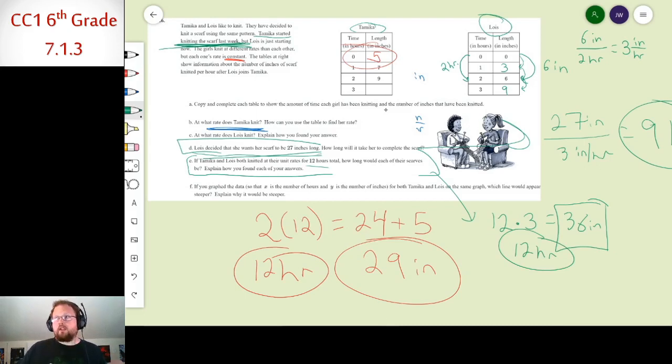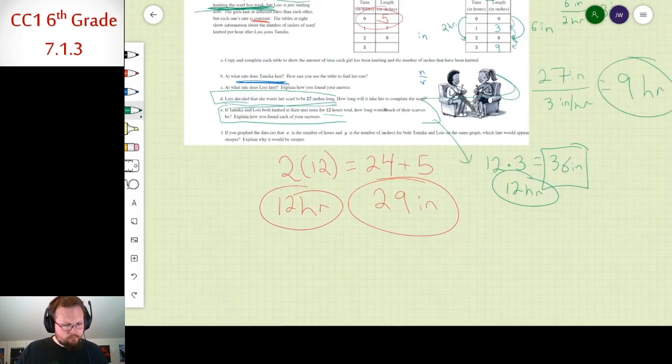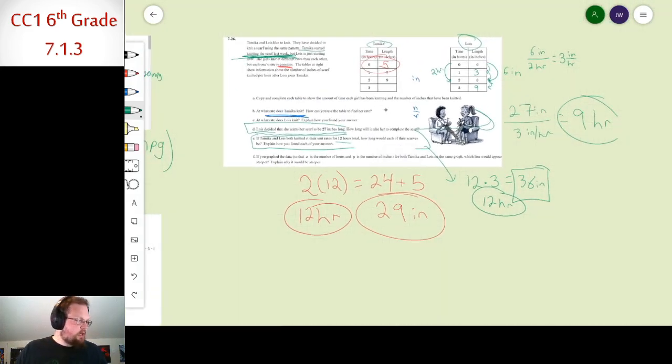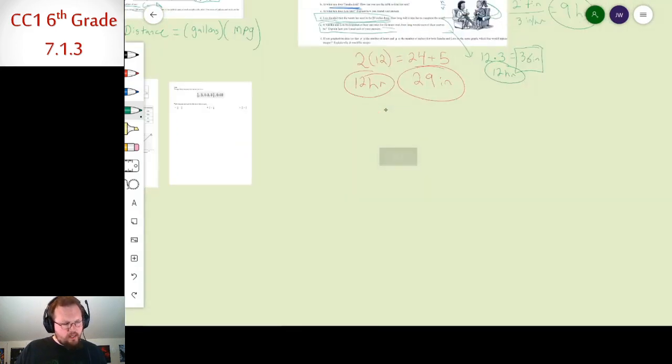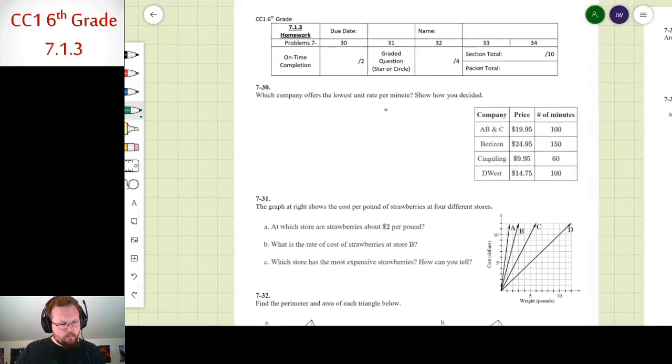So I just want to draw your attention to the difference between starting at 0, 0, like Lois, and starting with a head start, like Tamika. And the steepness of their graphs are going to be a little bit different. Specifically, Lois's graph will be steeper because of the fact that she is knitting at a faster rate. So that's about the big idea for 713 that I wanted to cover. Let me jump into the homework for this section.